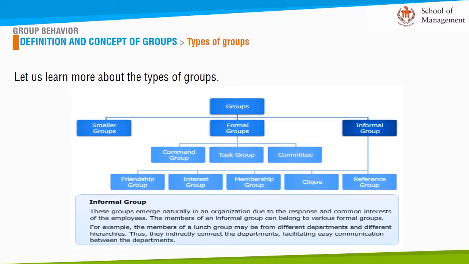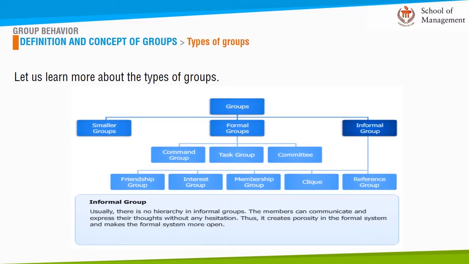Informal group. These groups emerge naturally in an organization due to the response and common interests of the employees. The members of an informal group can belong to various formal groups. For example, the members of a lunch group may be from different departments and different hierarchies. Thus, they indirectly connect the departments, facilitating easy communication between the departments.